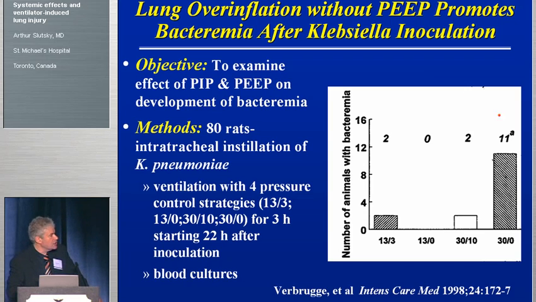And here are the results of the blood cultures on the right. You can see that for 3 groups, the relative number of animals with bacteremia was relatively low. One group had a marked increase in bacteremia. That was the group that had high peak inspiratory pressure, 30, and 0 of PEEP. Note that another group with the same peak inspiratory pressure, but now a PEEP of 10, had a marked decrease in bacteremia. PEEP was protective.